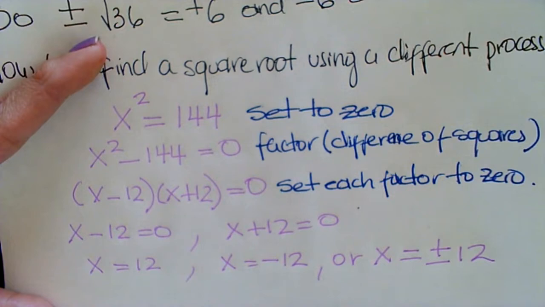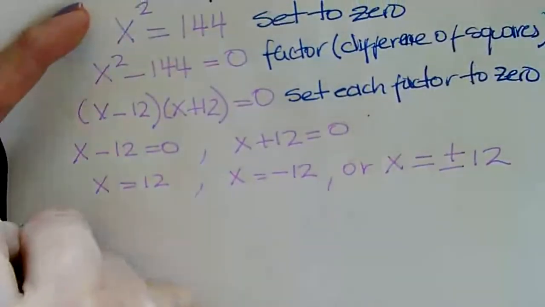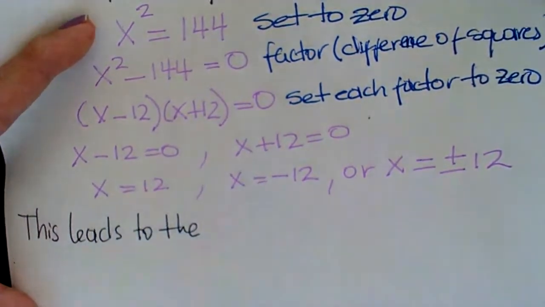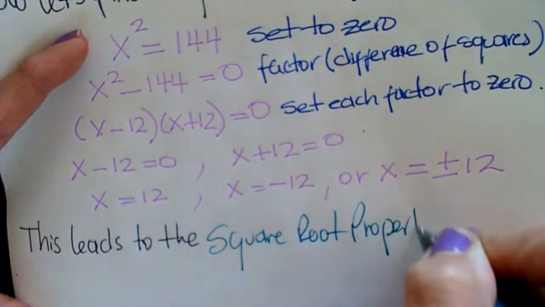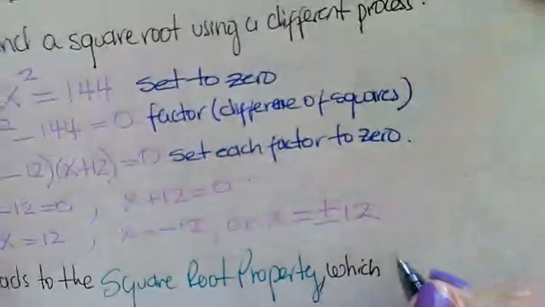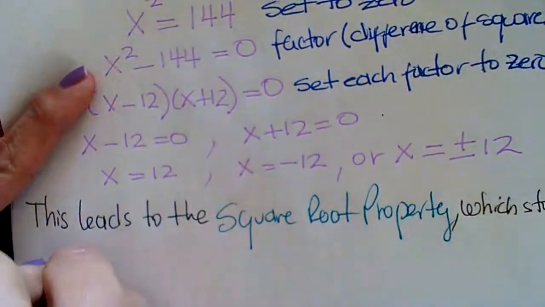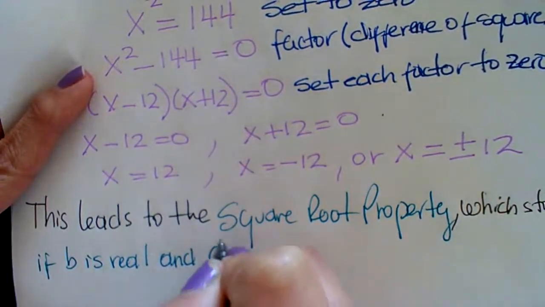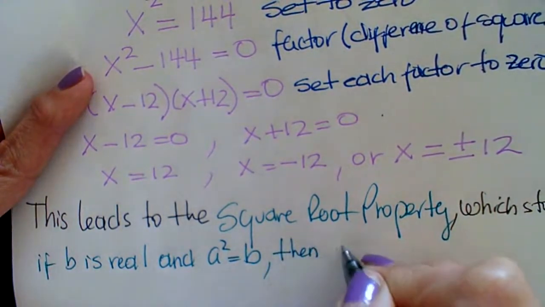This leads to the square root property, which states that if b is real and a squared equals b, then a is equal to plus and minus the square root of b.